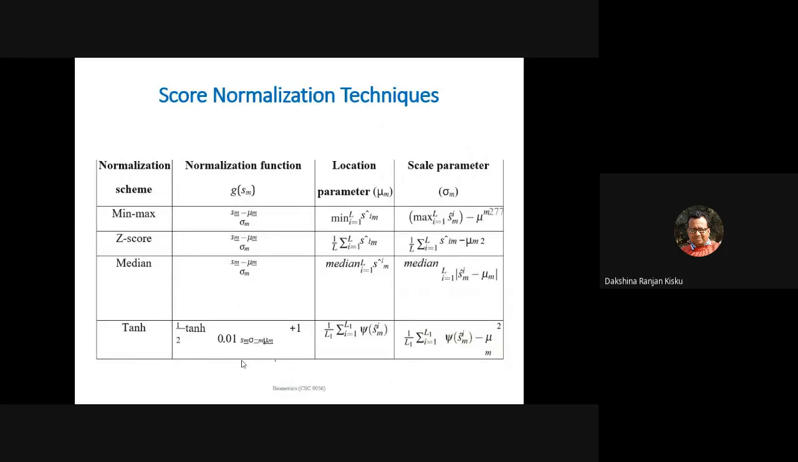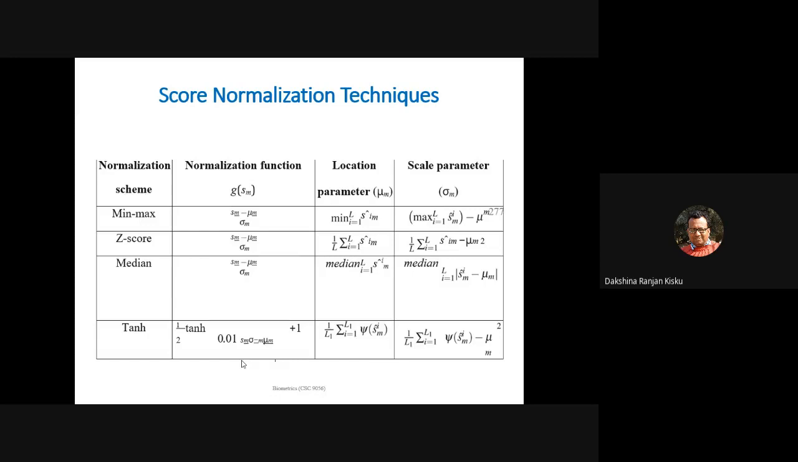Now, we need score normalization techniques for normalizing the matching proximities or matching scores. For example, consider two biometric systems: one is face biometrics, another is fingerprint biometrics, and we will use these two systems for fusion. The face biometric system generates matching scores in the range of 0 to 100, and the fingerprint biometric system generates matching proximities in the range between 0 and 1.